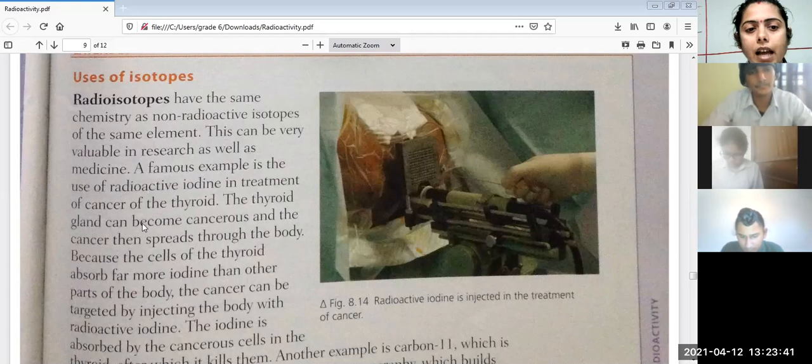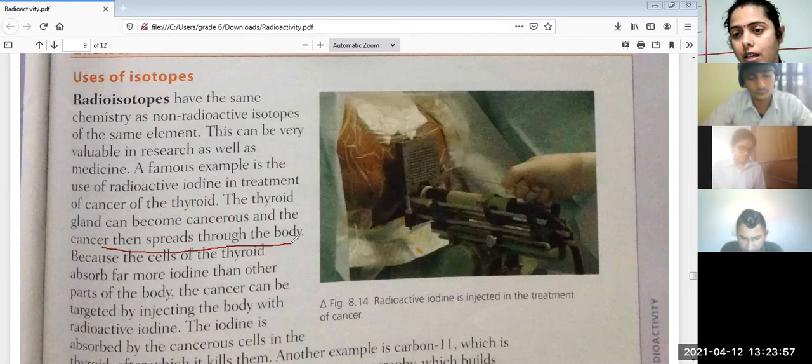In this, the thyroid gland can become cancerous and the cancer can even spread through the body if it is not taken care of at the right time. Okay? So the cancer is going to spread throughout your body. Then you are not going to be able to handle it. Fine. No one is going to handle them.